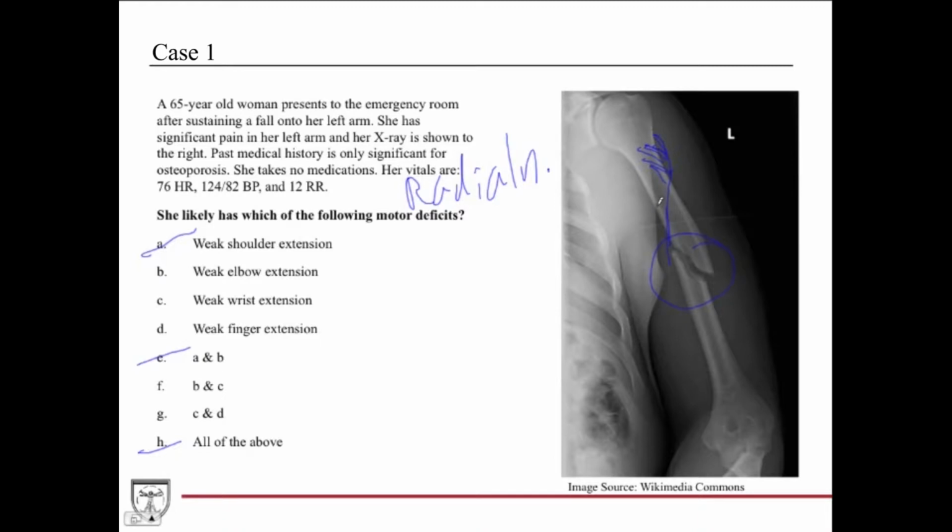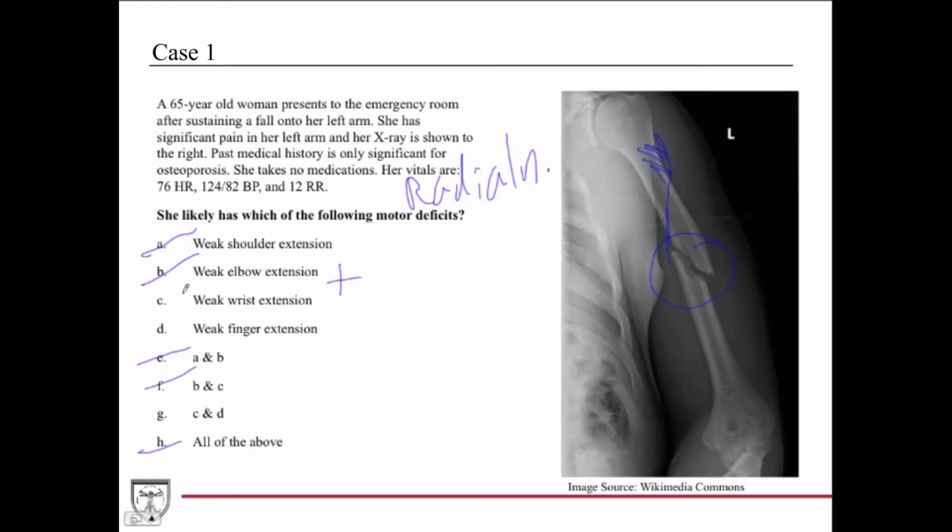And so regardless of that, even if you completely cut the radial nerve at this point, the radial nerve's already given off its branches to the triceps. So elbow extension is going to still be intact, because the triceps is still going to be innervated. The deficits are going to occur distal to the injury here. So this is okay. So that's not the answer. So then we take out B here.